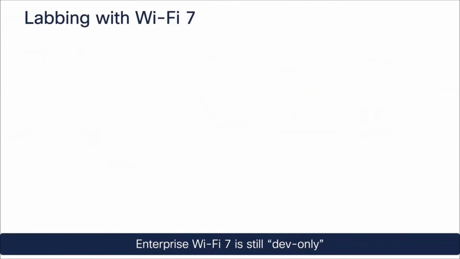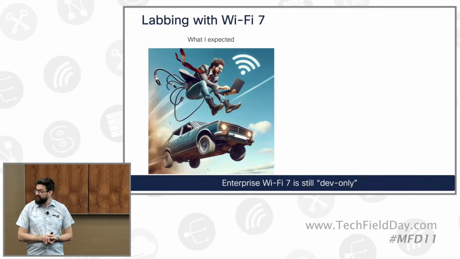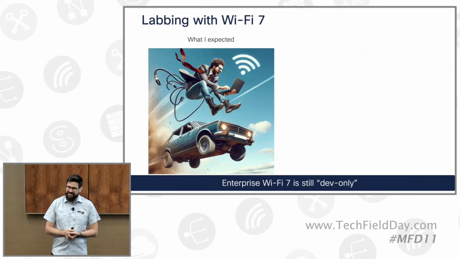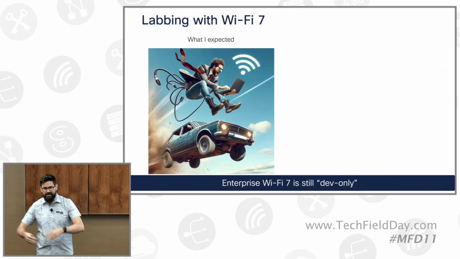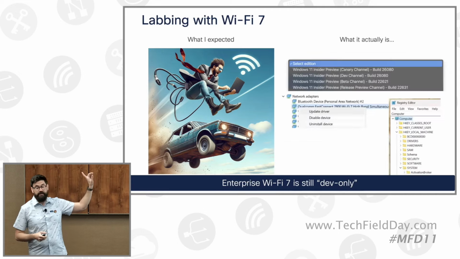So I'm going to make a statement here. Enterprise Wi-Fi 7 is still very much dev only. This is truly what I imagined when I thought I was going to start labbing with Wi-Fi 7, right? Just go and install in 320 megahertz. I mean, in reality, it is still very much like this.